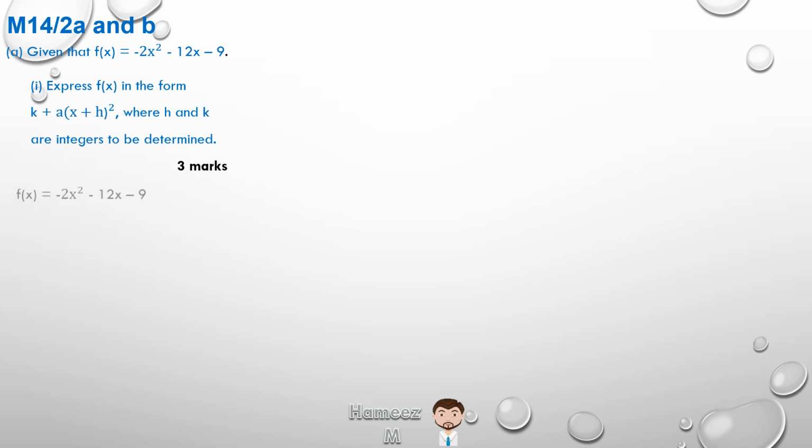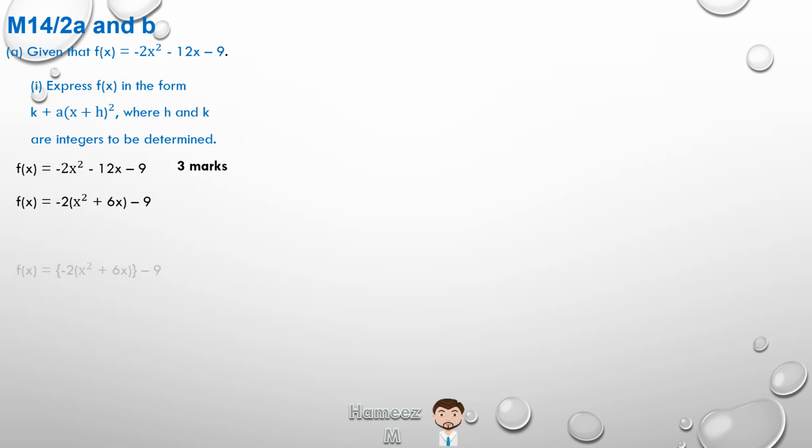In this case, we'll use a different method. So let's rewrite the formula. f of x is equal to minus 2x squared minus 12x minus 9. And the first thing to do is factorize out the coefficient of x squared, which is minus 2. So that will give us minus 2 by x squared plus 6x. And we could leave the minus 9 by itself.